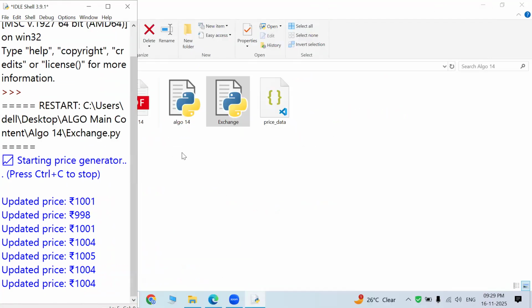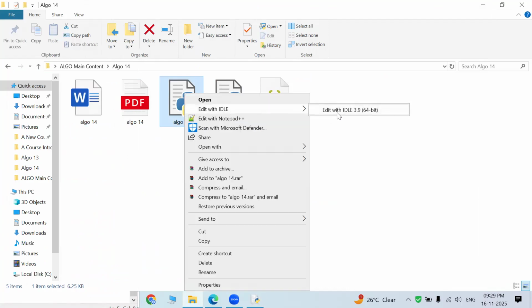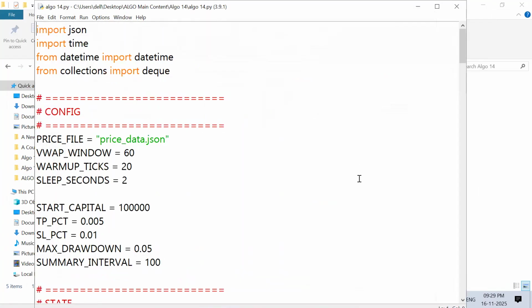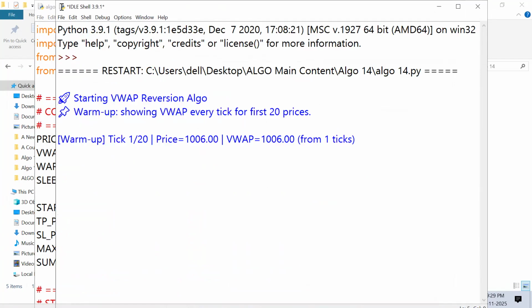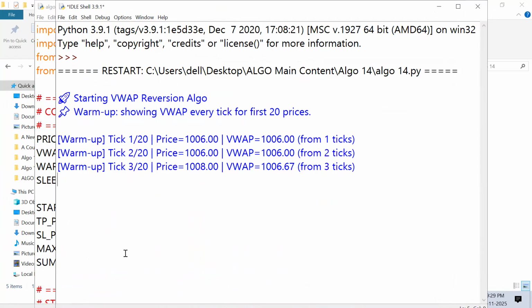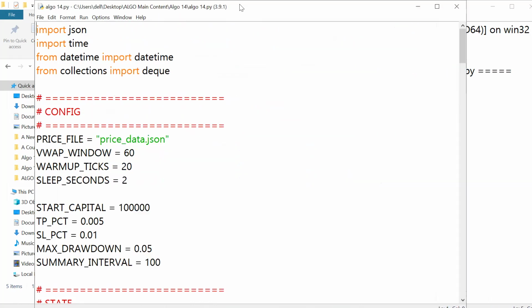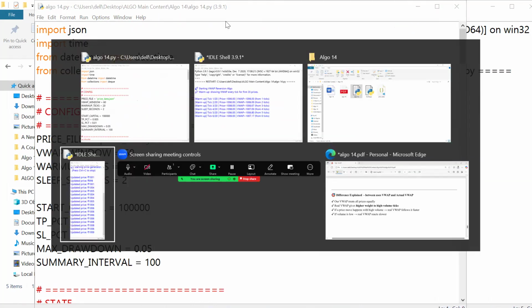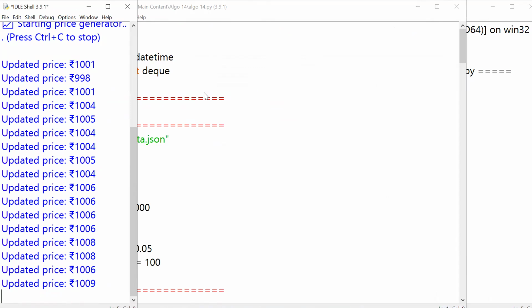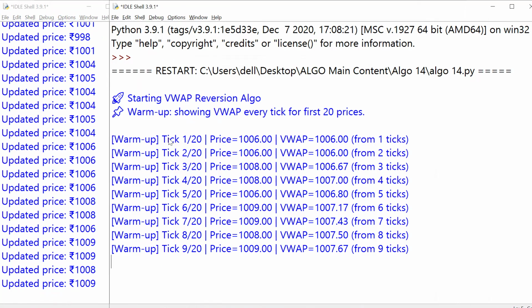Once this exchange is set up, we are going to start with the Algo also. Now this Algo has been written in a way that we are going to understand the VWAP. So first, in a warm-up phase, we are going to collect the prices. Let me adjust both the windows side by side so that we get both the output at the same time.